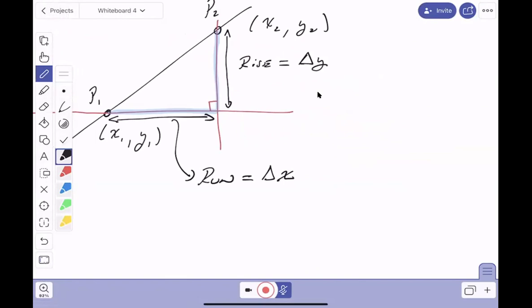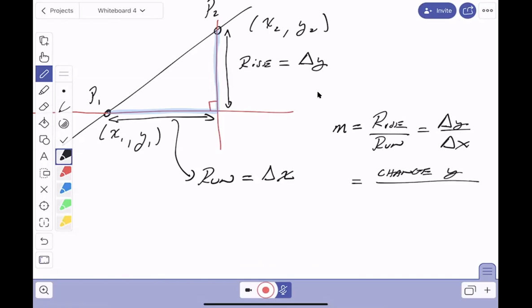Slope is defined as being the rise over the run, or the delta y over the delta x, or the change in y over the change in x. Now, someone says, what works? Whatever works for you. If you think rise over run works for you, that's good. If delta y over delta x works for you, that's good. If change in y over change in x works for you, fine.